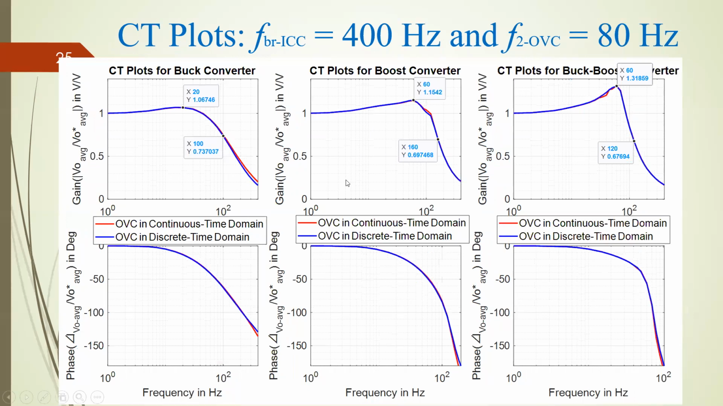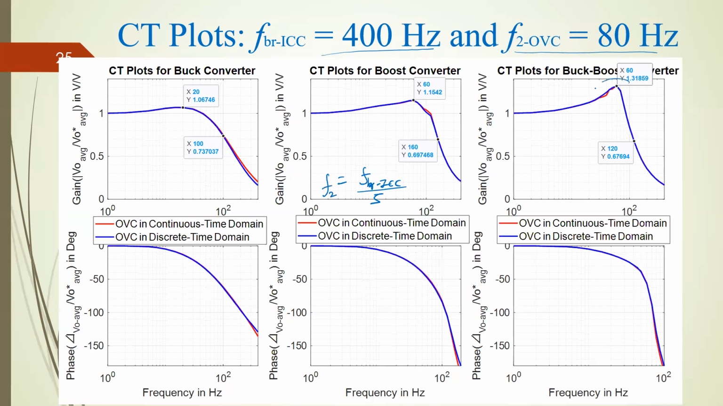So these are the same plots, but for a different frequency. You can see the inner current control loop frequency is the same, the bandwidth is the same, but the outer voltage control loop second eigenvalue is now double. So this time we have used F2 equal to FBR by 5. So not 10 times less, but 5 times less.